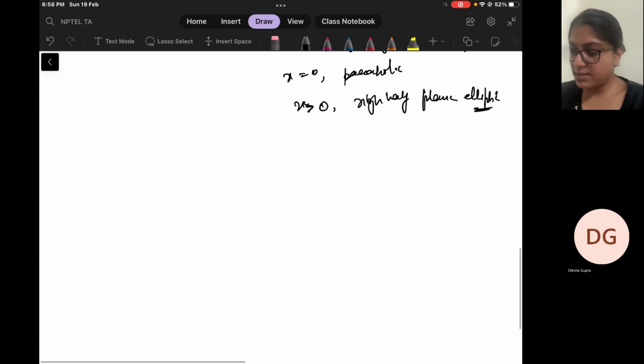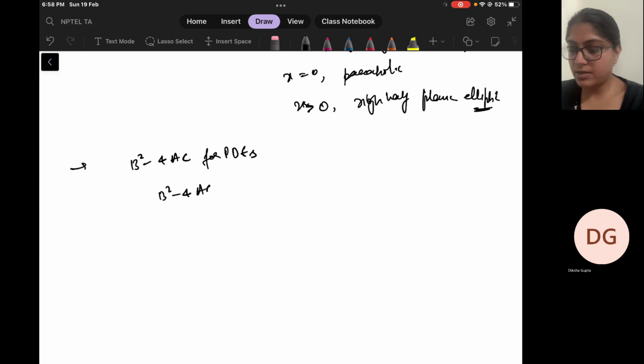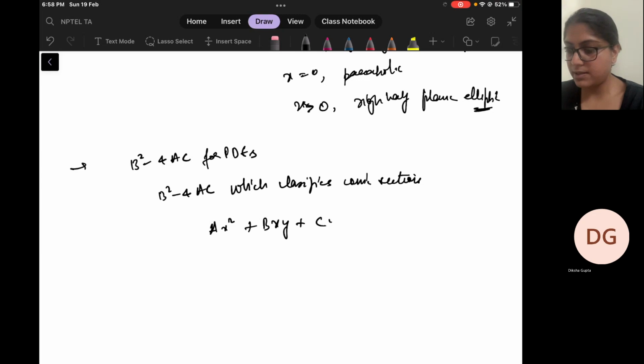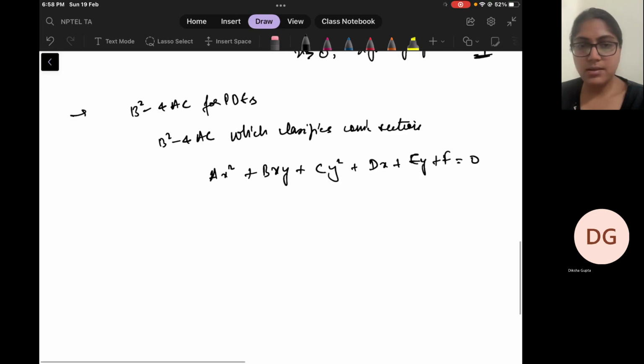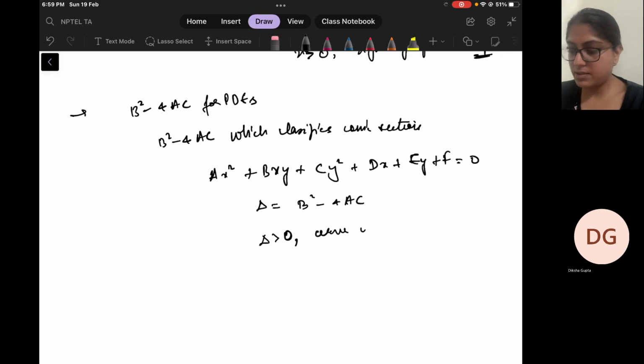One remark I would like to make is that the analogy hyperbolic, parabolic, and elliptic chosen to classify PDEs reflects the analogy between the form of the discriminant b square minus 4ac for PDEs and the form of the discriminant b square minus 4ac which classifies conic sections, which is given by this equation a x square plus b x y plus c y square plus d x plus e y plus f equals 0. The type of curve represented by the above conic section depends upon the sign of this discriminant b square minus 4ac. If delta is greater than 0, the curve is a hyperbola.